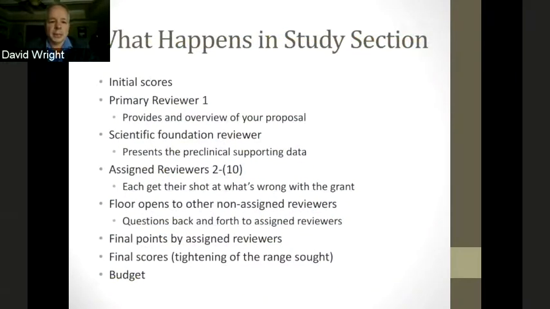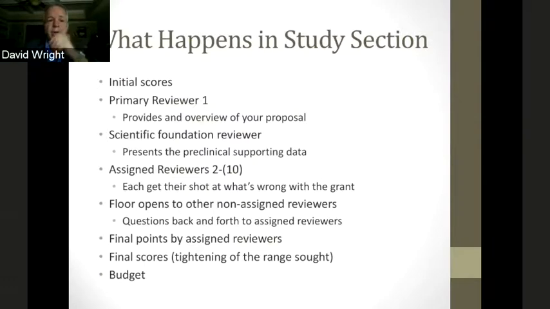So what happens in study section? This is just brief, and almost all study sections operate this way, although there are some inherent differences. First thing that happens, when it comes up to your grant, everyone who was a primary or secondary reviewer will give the initial scores that they arrived at before they came to the review section, after they read your grant. So initial scores will be called out.